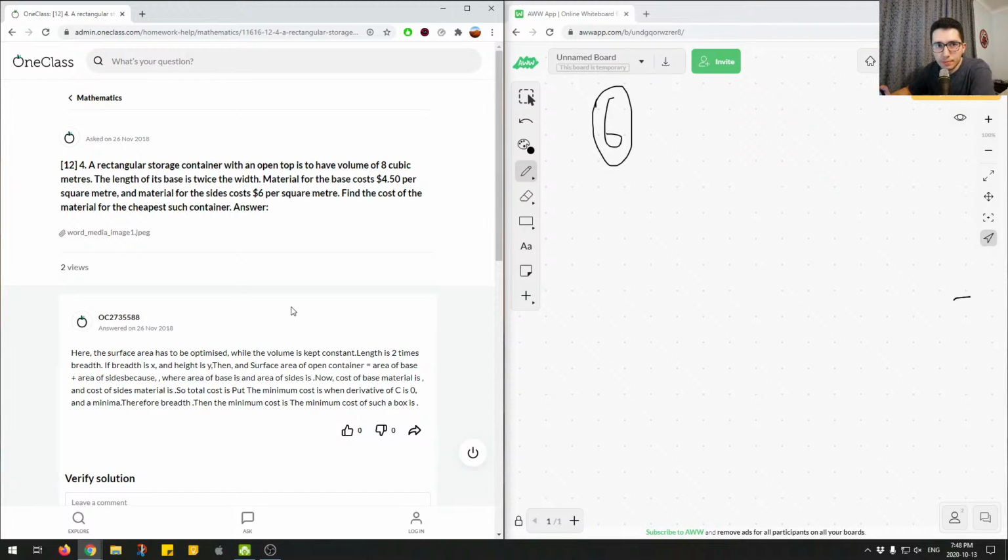Okay, so for this question, we're asked: a rectangular storage container with an open top is to have a volume of 8 cubic meters. The length of its base is twice the width. Material for the base costs $4.50 per square meter. The material for the sides is $6 per square meter. Find the cost of the material for the cheapest such container.